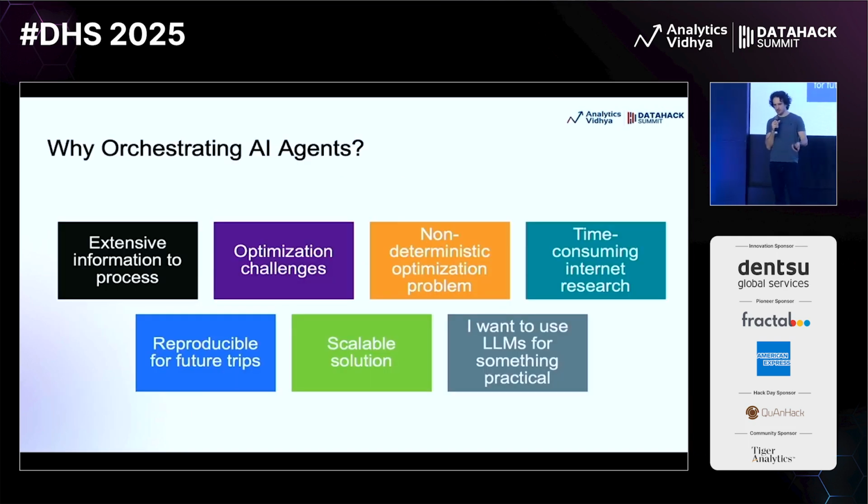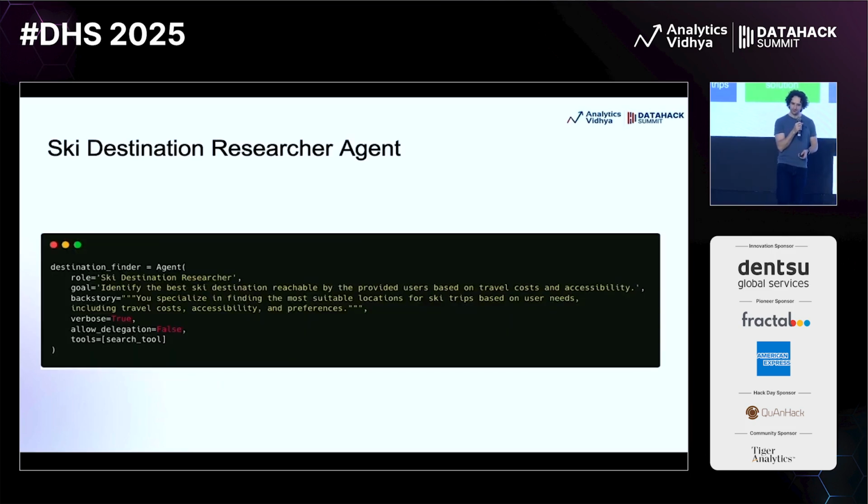And this is why I decided to orchestrate this with agents. First of all, I wanted to use this for something good. I wanted to use LLMs for something useful, because most of my LLM projects are a big failure. And I wanted to do something scalable. That was the main reason, because what if I want to do another trip in 3 months? Do I have to start this problem from scratch, or can I just press a button and get a suggestion?